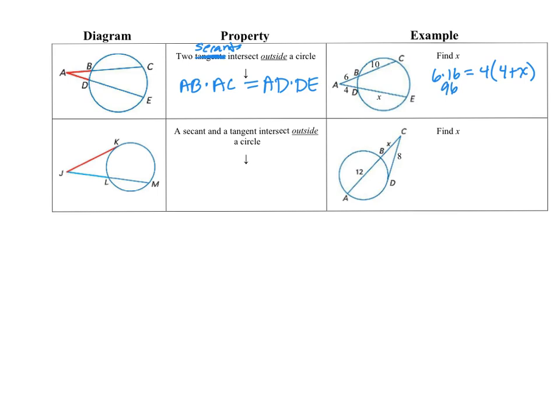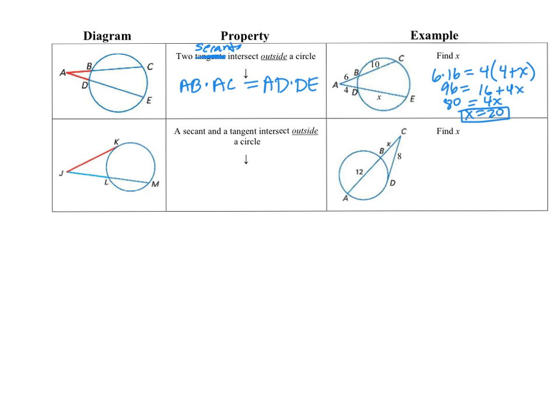We would get 96 equals 4, no, not 4. 4 times 4 is 16. Let me fix that. So 96 is equal to 16 plus 4x. So I'm going to subtract 16 from both sides, and I'll get 4x is equal to 80. Divide both sides by 4, and x is equal to 20.